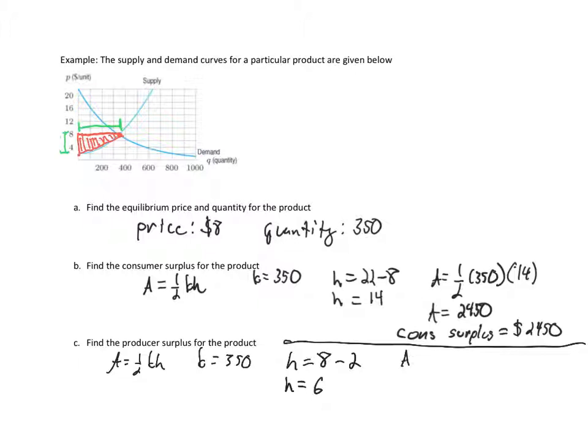So area equals 1/2 base times height. This area equals 1,050. So the producer surplus is $1,050. That is to say the producer makes an additional $1,050 by selling at the higher price versus the price they would have otherwise been willing to sell for.